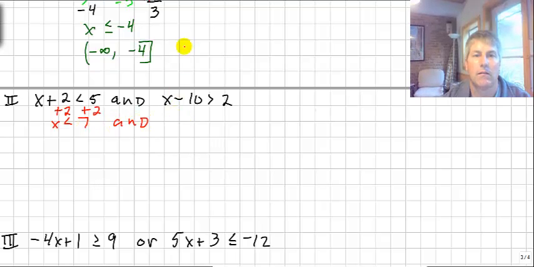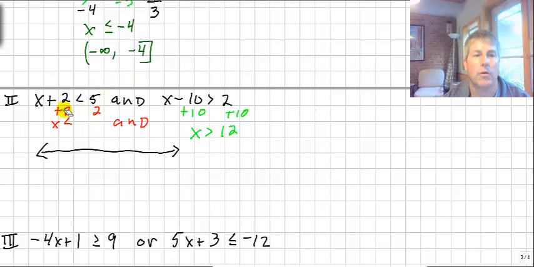And I will add 10 to both sides, and I get x is greater than 12. Okay, so let's take a look at our graph. And we'll put our critical points in. Our critical points are, oh boy, I made a mistake here. I'm going to go back and correct my mistake.